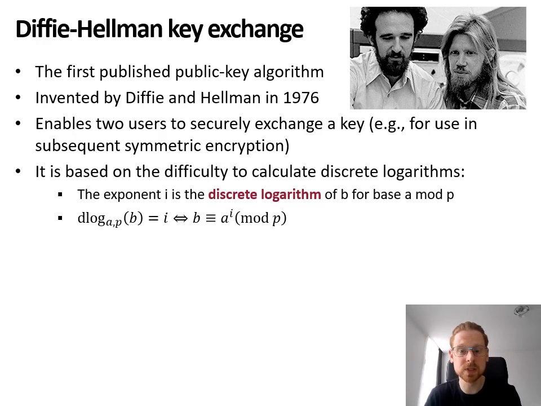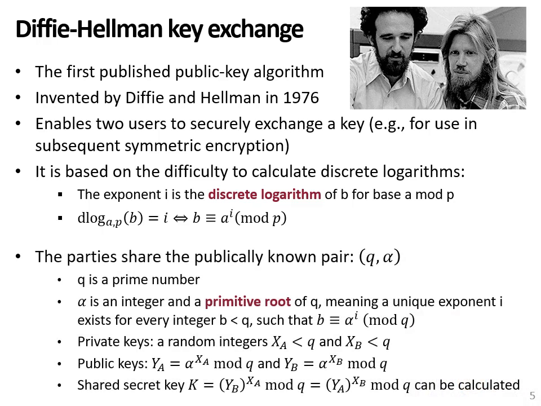And a discrete logarithm is defined as follows. The exponent i is the discrete logarithm of b for base a modulo p if b equals a to the power i modulo p. And let's take a look at how we can use this difficulty to calculate discrete logarithms to create a key exchange method. So in Diffie-Hellman, the two parties first share a public pair of values q and alpha. q is a prime number and alpha is an integer and a primitive root of q.